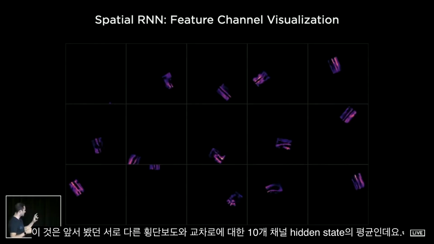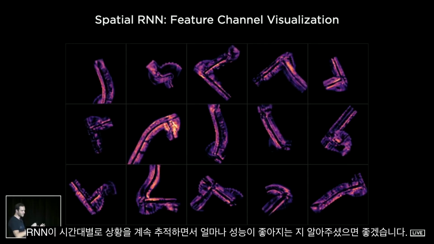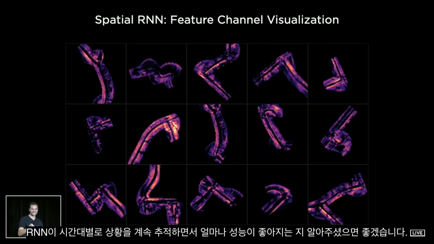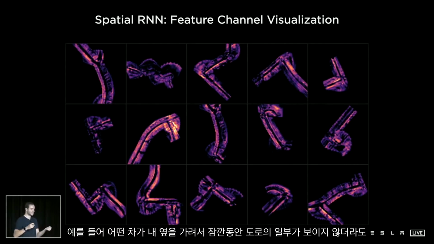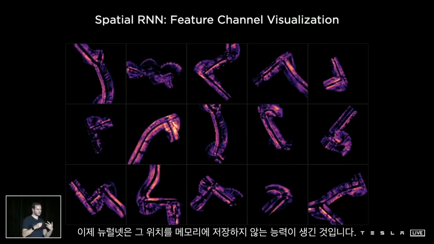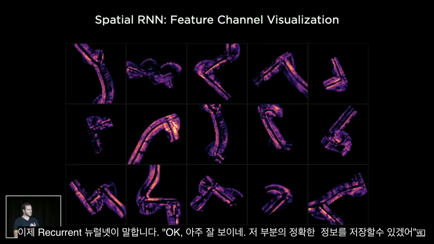So this is looking at the mean of the first 10 channels in the hidden state for different traversals of different intersections. And all I want you to see basically is that there's cool activity as the recurrent neural network is keeping track of what's happening at any point in time. And you can imagine that we've now given the power to the neural network to actually selectively read and write to this memory. So for example, if there's a car right next to us and is occluding some parts of the road, then now the network has the ability to not write to those locations. But when the car goes away and we have a really good view, then the recurrent neural net can say, okay, we have very clear visibility. We definitely want to write information about what's in that part of space.